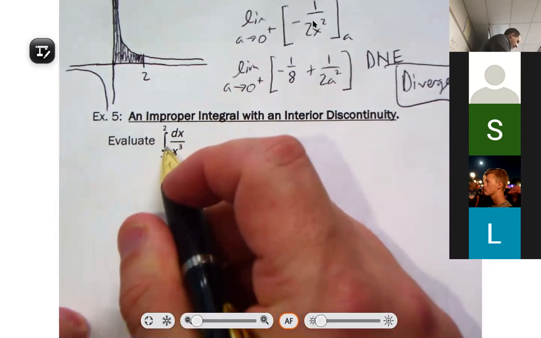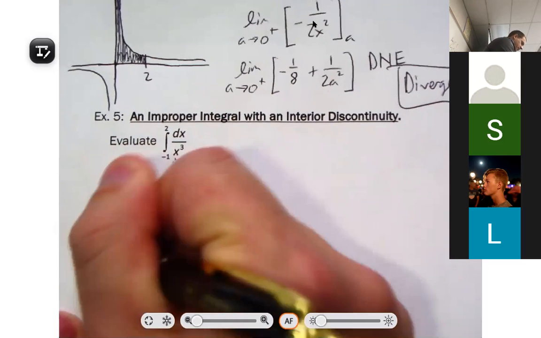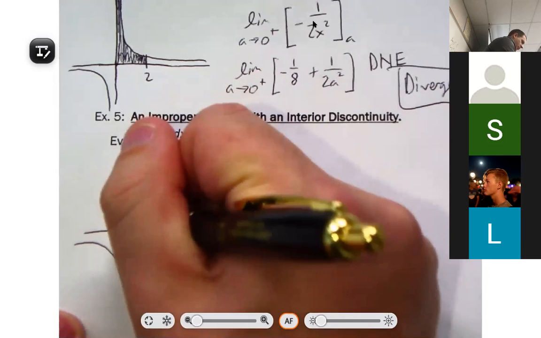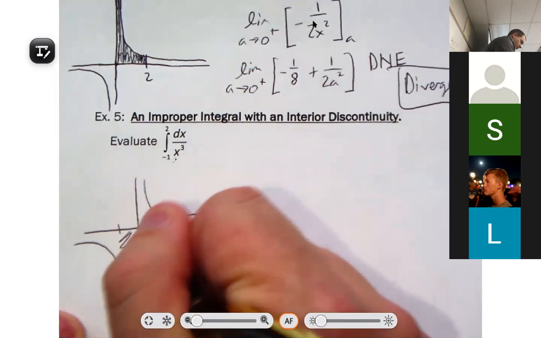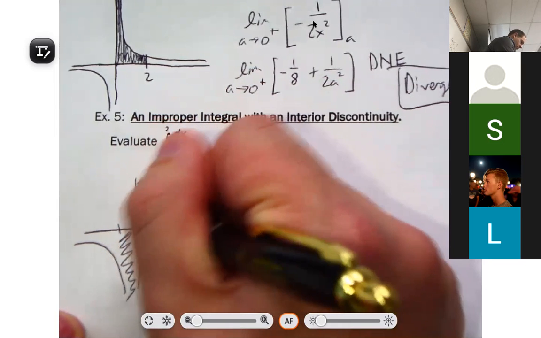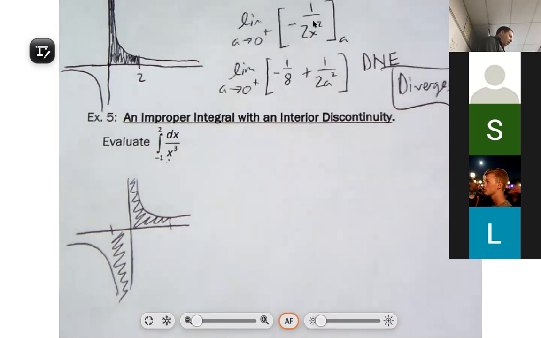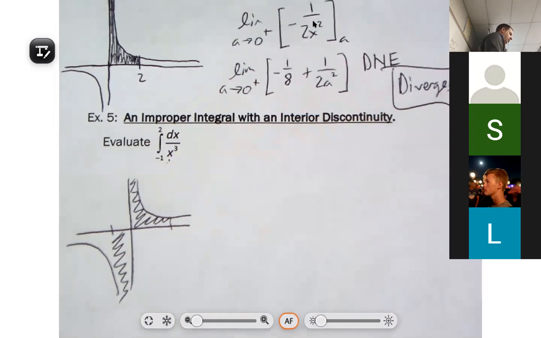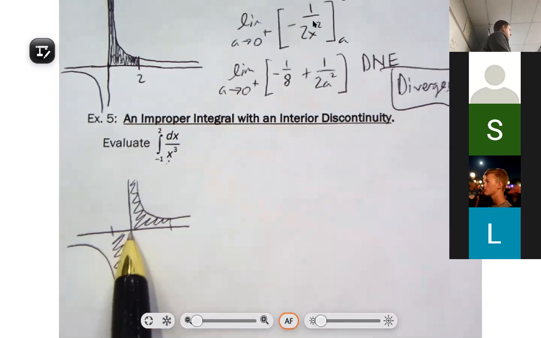So 0 is kind of the issue. Here's what the graph looks like as I drew up above, and we're integrating from -1 to 2. Okay, so 0 is the issue here. We're going to split this up at 0, at that vertical asymptote. So the first thing I'm going to do is integrate from -1 to 0. Then I'm going to do from 0 to 2.